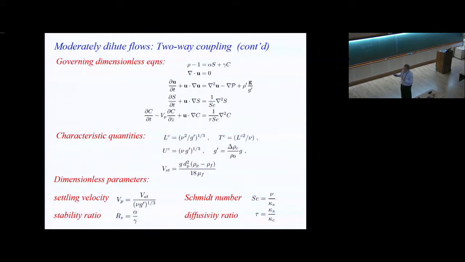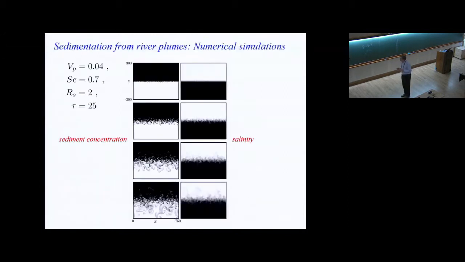the sediment field. And of course, we're always interested in the situation where we have a stronger contribution from the salinity than from the sediment. And so that means this stability ratio is always larger than 1. Then we have the Schmidt number, which is the ratio of the kinematic viscosity and the diffusivity of the salinity. And finally, the diffusivity ratio of our two scalars, so of the salinity and the sediment. So these are the four dimensionless parameters that we need to pay attention to.